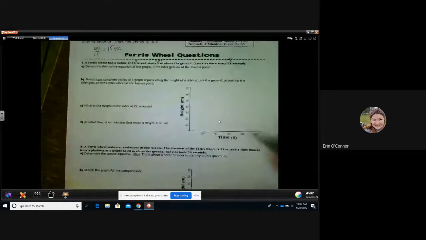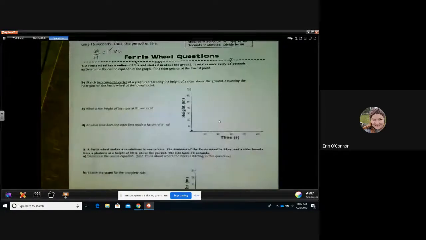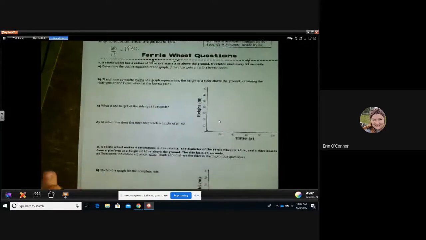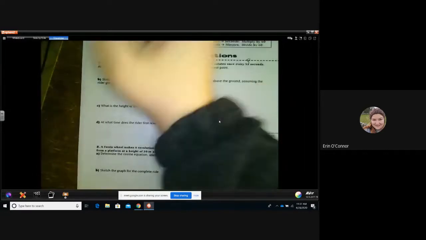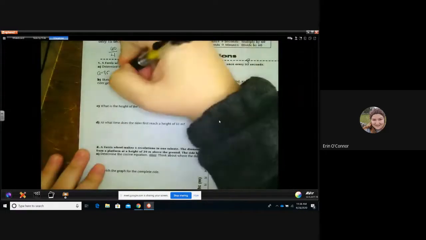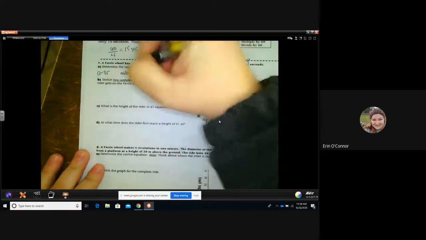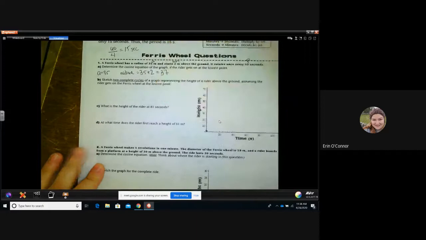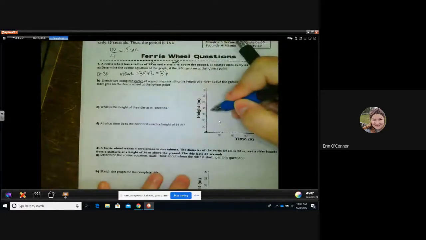So the lowest point is 2 meters right here. And the radius is 35. So that's my A. So let's start talking about this. I know my A is 35. Now, 2 is the minimum. 35 will get me halfway. So the midline is 35 plus 2, which is 37. So my midline is at 37.